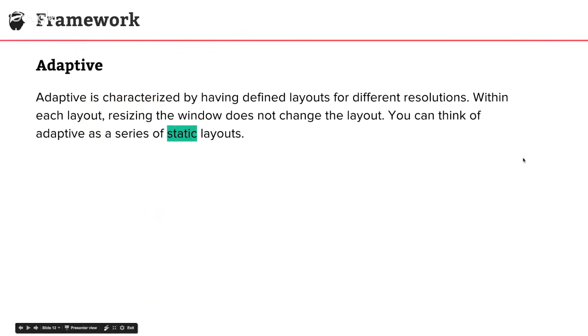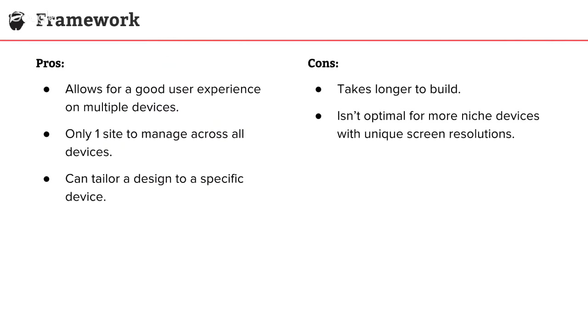Adaptive. So this is an interesting one. This one is still used a lot in the modern web. And one thing that I'm quite passionate about is not saying that adaptive is bad design and development, because I think it can work in certain circumstances. So basically, adaptive is a series of static layouts that use media queries and breakpoints to tell what should be rendered on what device. So you have a good user experience across all devices.